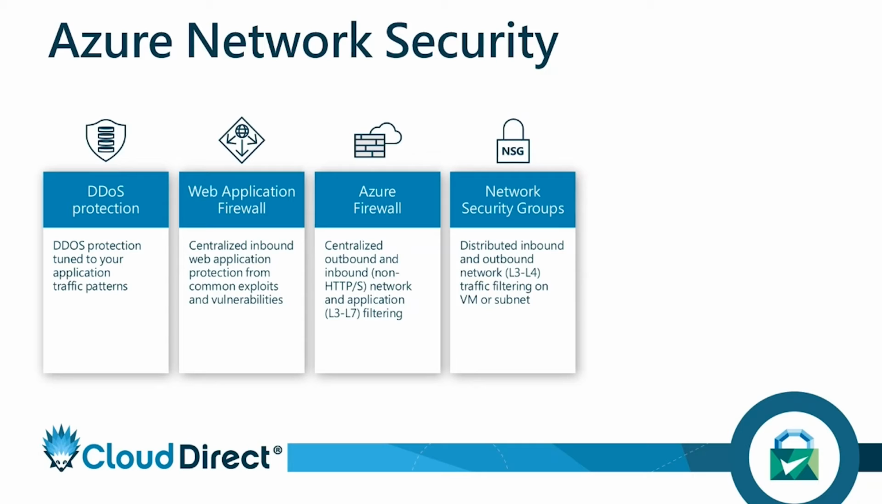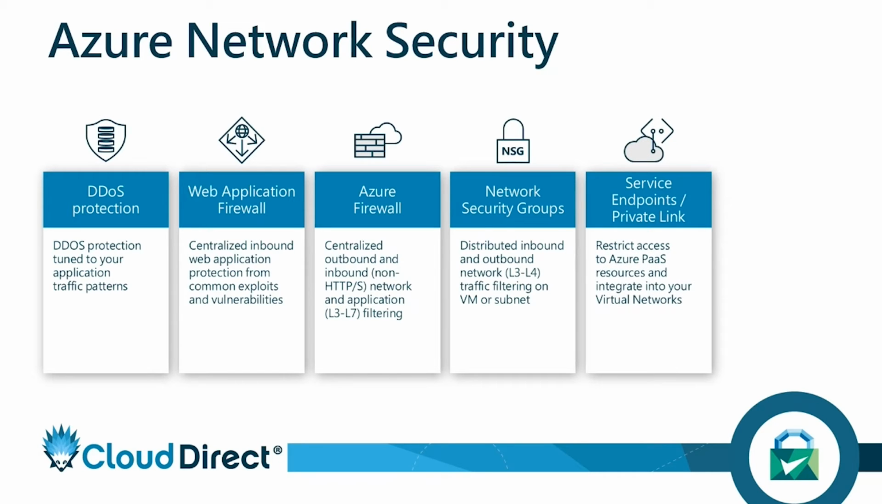Network security groups you're probably familiar with already. These can be applied at subnet or virtual machine NIC level. They're just a fairly basic set of level 4 firewall rules, quite often used in conjunction with something like Azure Firewall. So you might use network security groups on subnets within a spoke, but then route traffic in and out of Azure or between spokes via the firewall. So they can be used in conjunction.